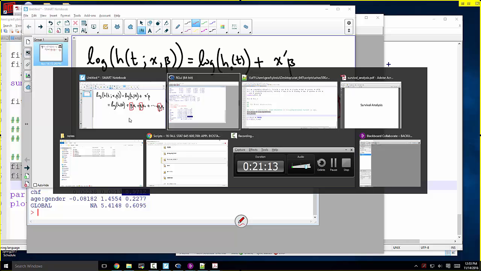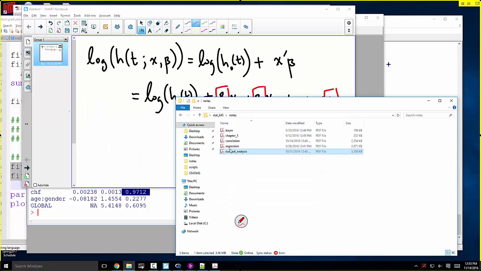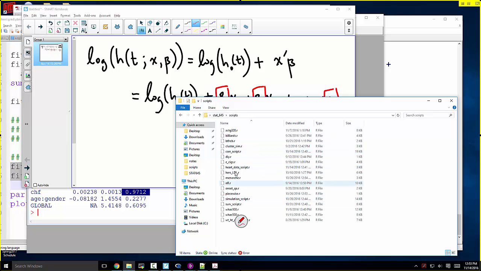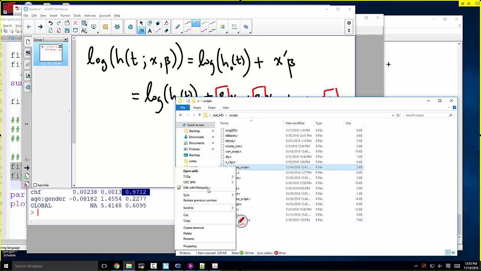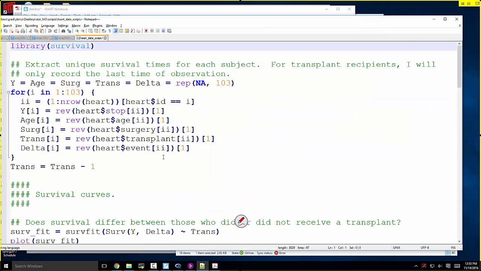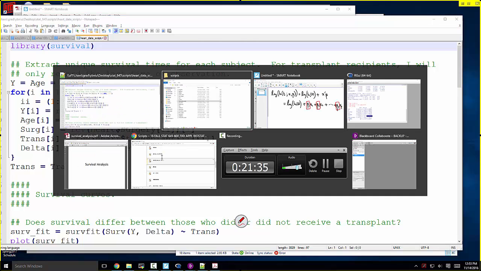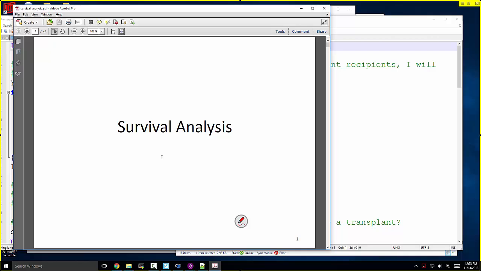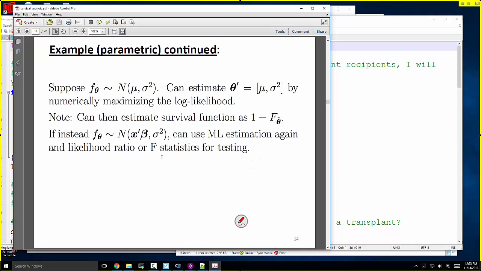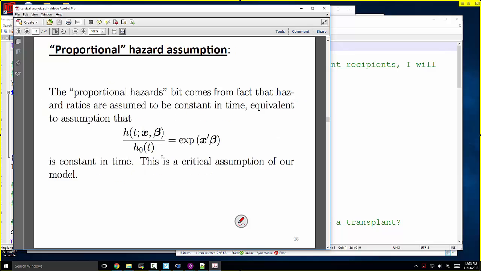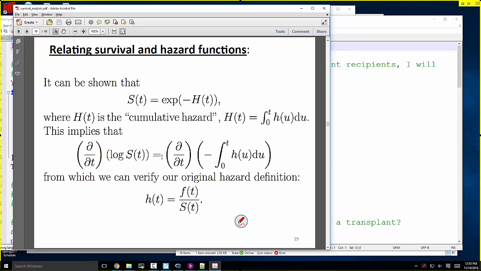Okay, so let me go to a new script. I just downloaded it today. It's on eCampus. It's called the Heart Data script. And I have a picture in here for a rough check of proportional hazards. Before we go here, let me just remind us from the notes. Let me come over to where we were talking about the proportional hazards assumption.